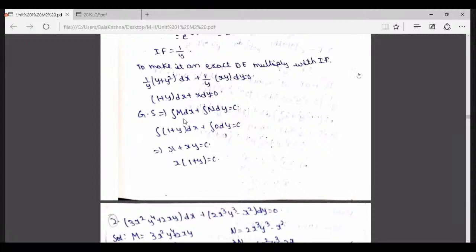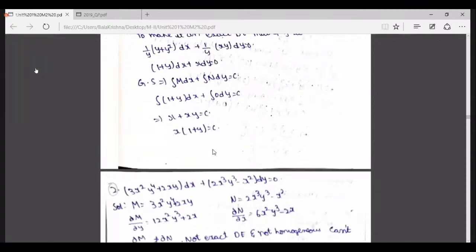Its solution is integrating the m function with respect to x, plus integrating the n function with respect to y, only the terms without x. Here the n function is x, only one term, which is x, with no other terms free from x. Therefore, you should treat it as 0. And the m function is 1 plus y. Integrating this with respect to x, treating y terms as constant, the integration of 1 dx is x, and y is treated as constant. Integration of y dx is xy, so it is x plus xy equal to c.